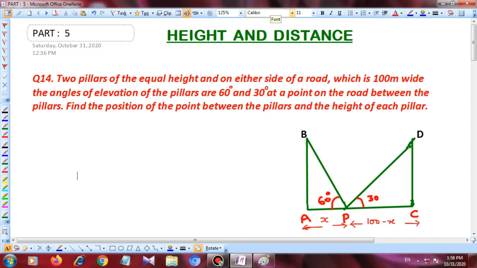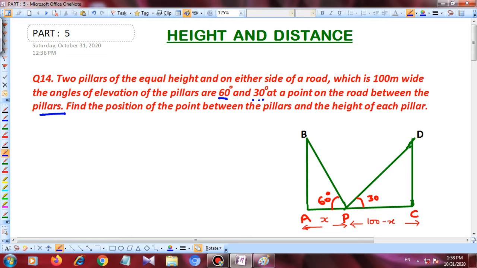Today is our fifth part of height and distance. So the 14th question is: two pillars of equal height are on either side of a road which is 100 meters wide. The angles of elevation of the pillars are 60 degrees and 30 degrees at a point on the road between the pillars. Find the position of the point between the pillars and the height of each pillar.